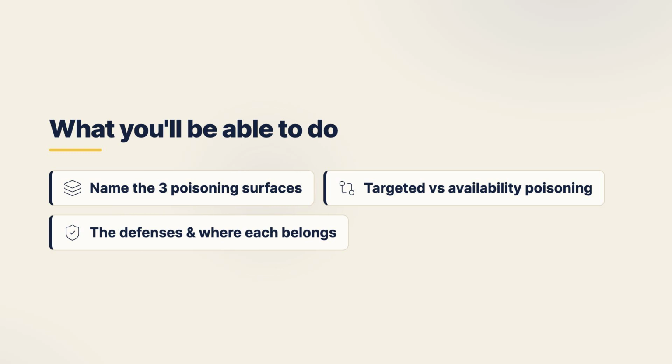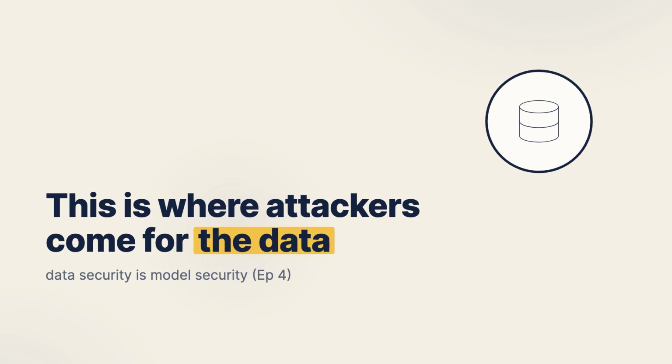Here's where this sits in the series. Back in episode 4, we built the secure lifecycle and made the case that data security is model security. Well, this is the episode where attackers come for that data. Poisoning is the canonical train time attack. The adversary corrupts what the model learns before it ever serves a single request.